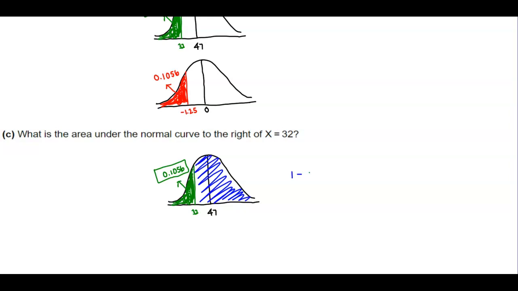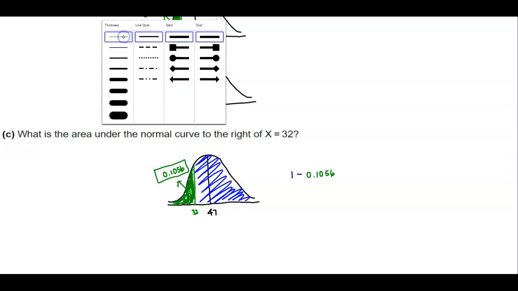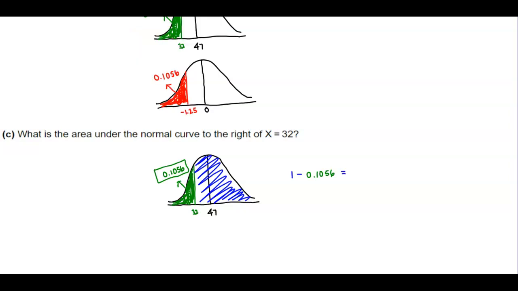And so the area to the left is 0.1056. So if we take 1 and we subtract 0.1056, we get 0.8944. So that means that this area is going to be 0.8944.